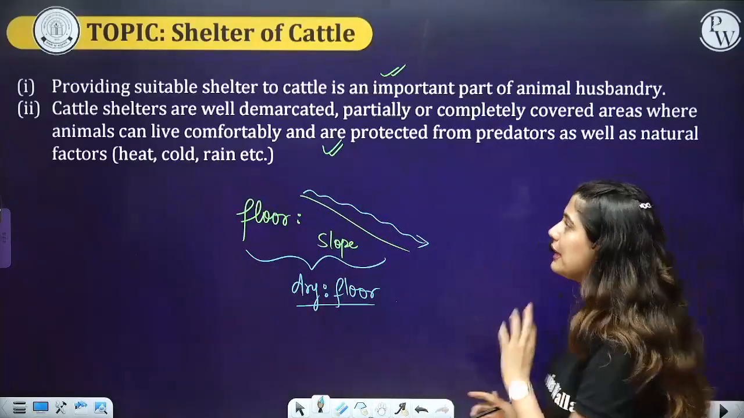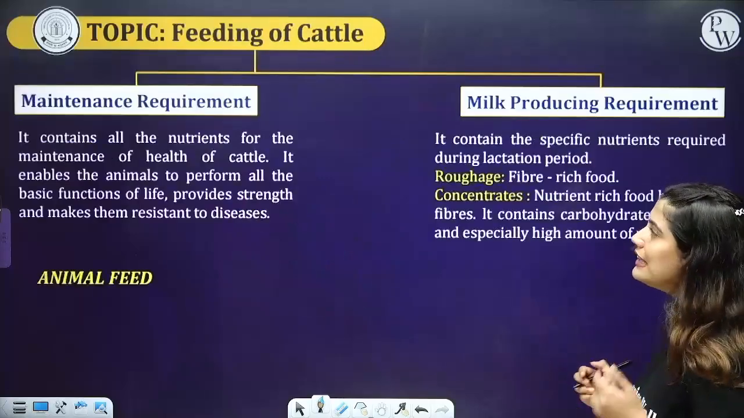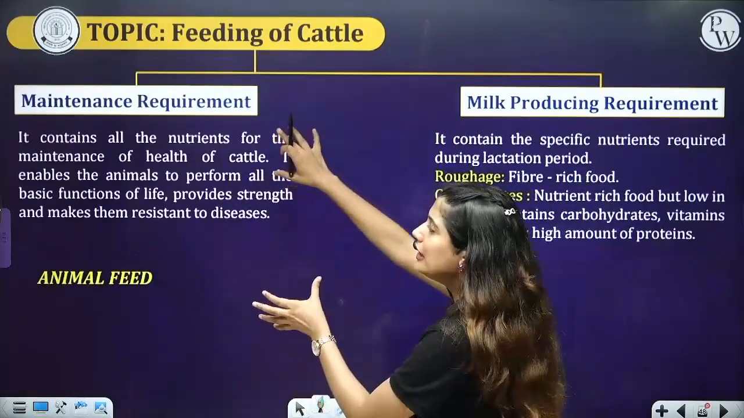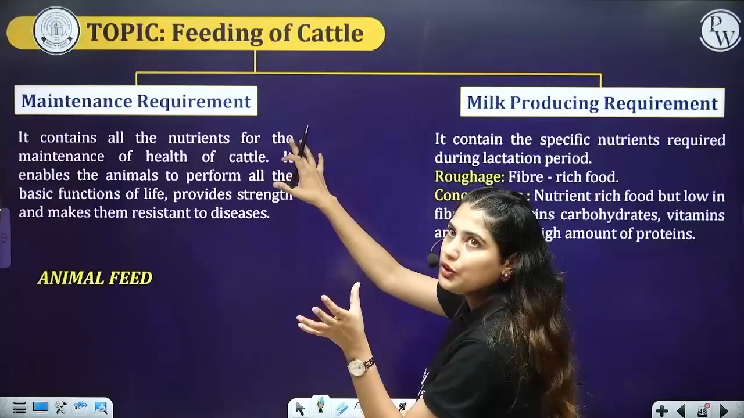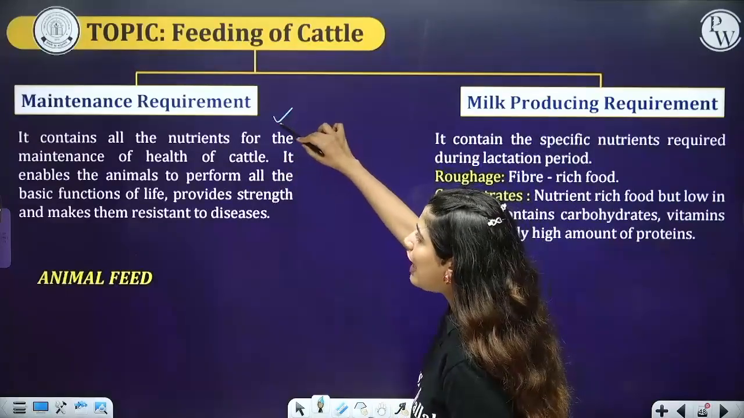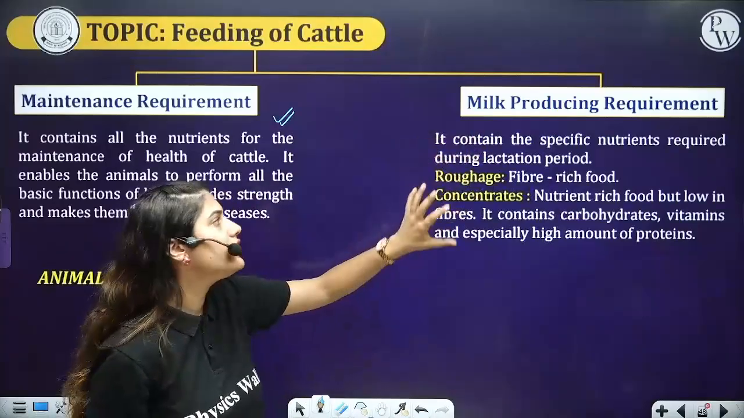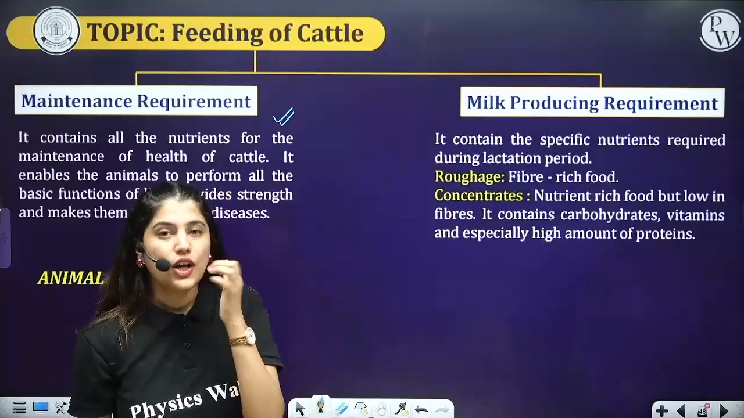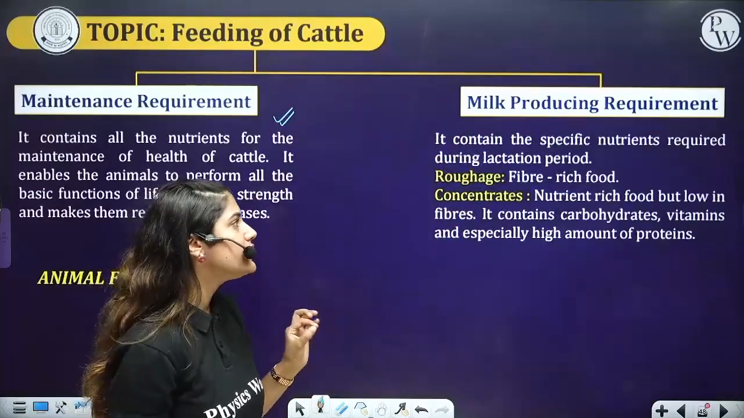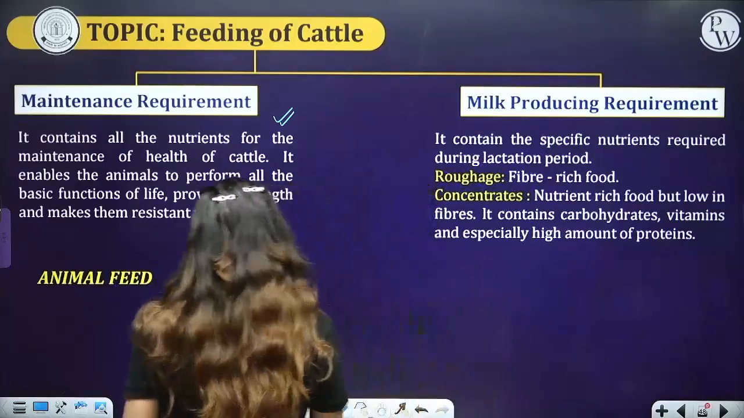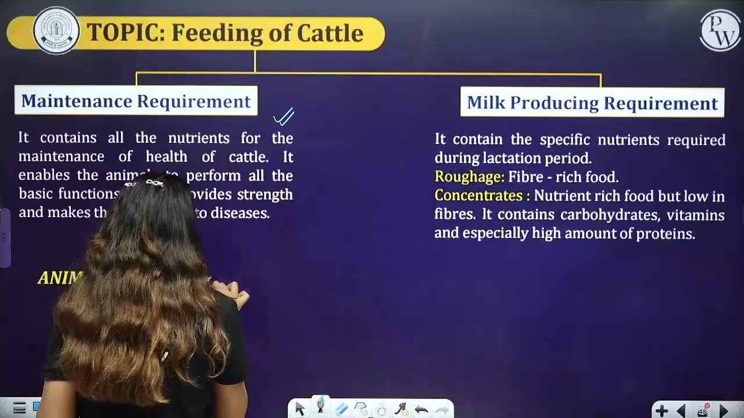We are providing them proper shelter, and lastly we are coming to the feed. Obviously, as I have told you, for day-to-day life we want them to be healthy, so for that we have a maintenance requirement, and once they are producing milk, we have certain additional requirements. So basically, once we use this word feed, feed means the food for animals.